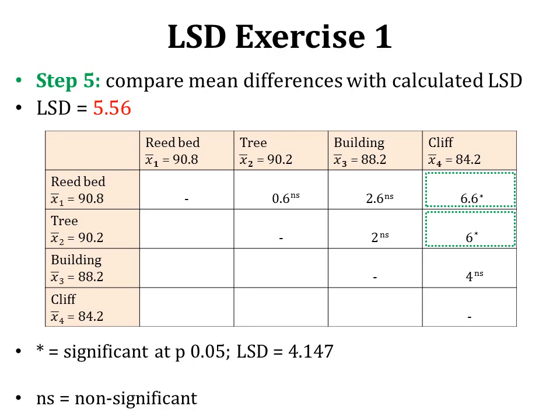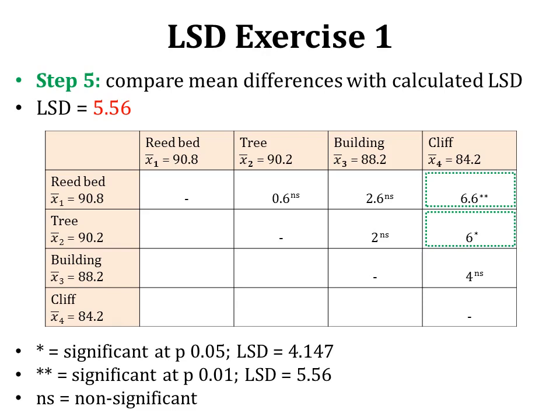So what we are going to do with this is we are going to put another asterisk. So this double asterisk signifies that this value is significant at probability of 0.01. And in this case, this is LSD value of 5.56. So we can say that the difference between this mean pair is highly significant.